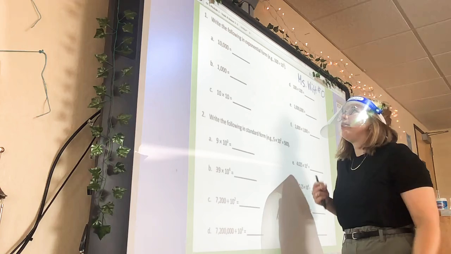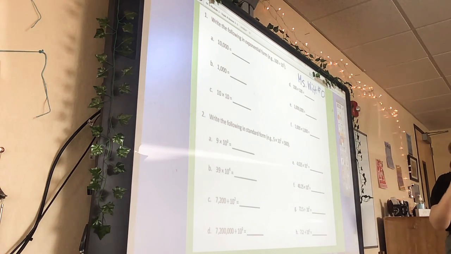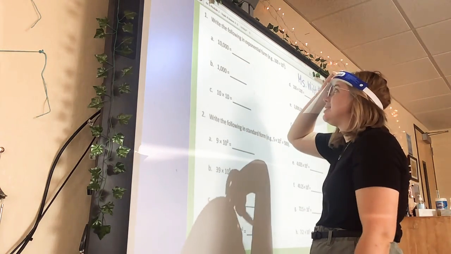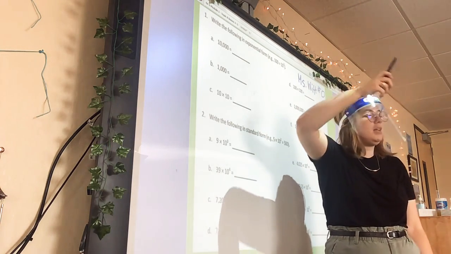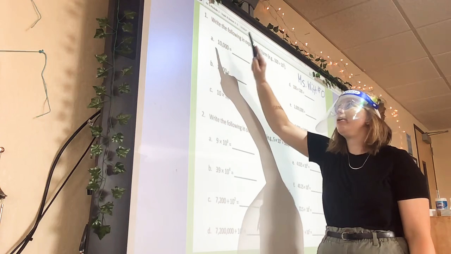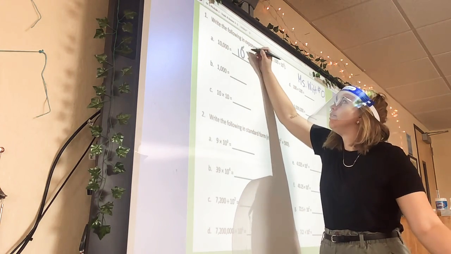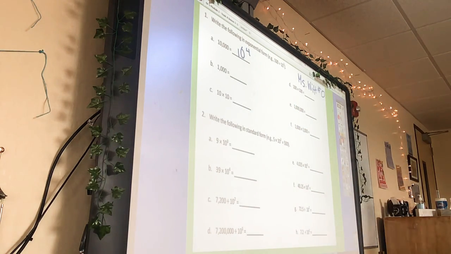All right. So you're going to write the following in exponential form. You're going to take the standard form and change it into 10 to the something. So let's look at 1A together. It's 10,000. Count with my pen. How many zeros do we have in 10,000? 1, 2, 3, 4. So it's 10 to the what? Power 4. Good. 10 to the power of 4, or 10 to the 4th power.